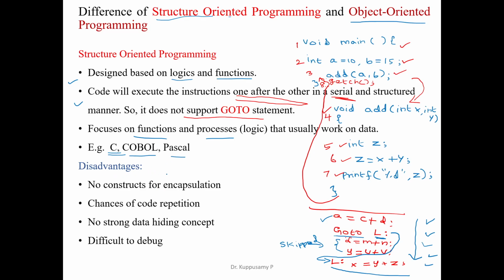The disadvantages are here: it does not support encapsulation. There is the possibility of code repetition, and also one more concept, data hiding, is not supported by structure oriented programming. And one more thing is that it is difficult to find and replace an error. That means it is difficult to debug.